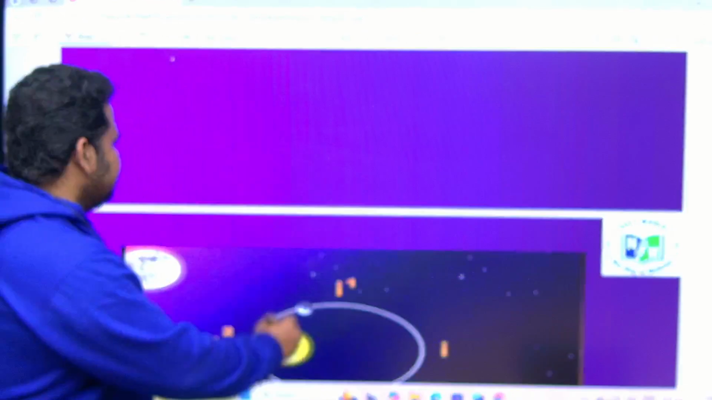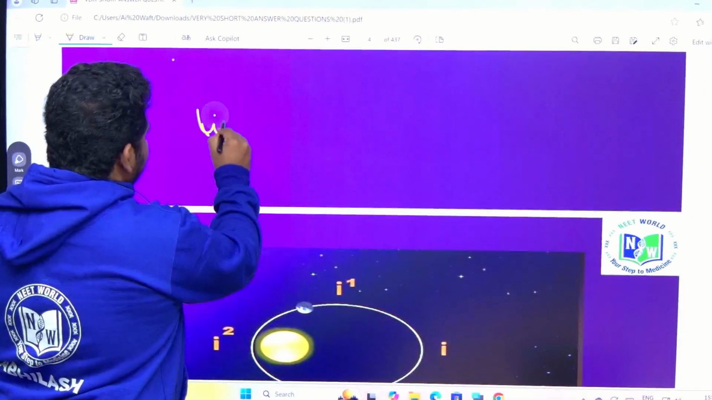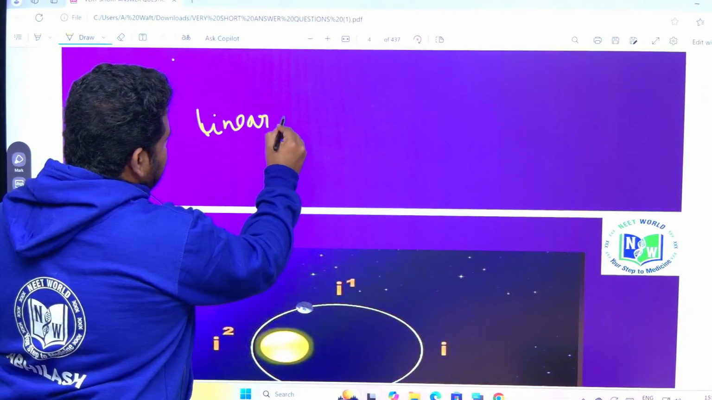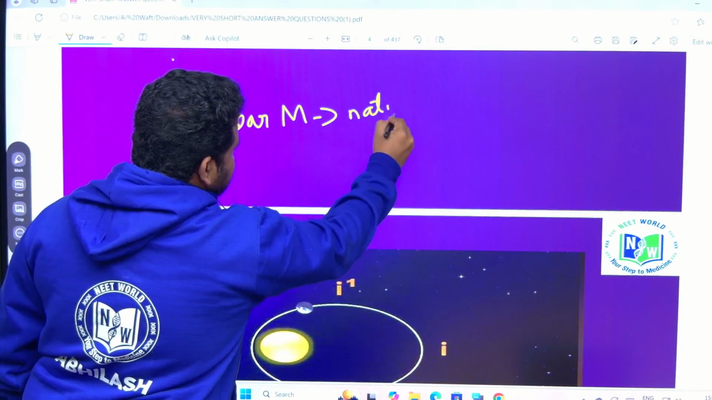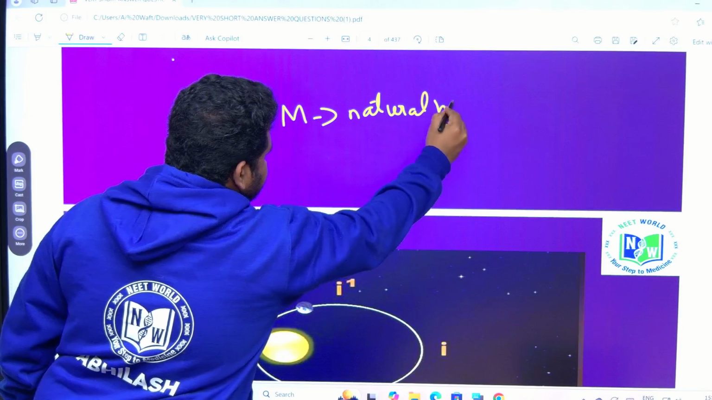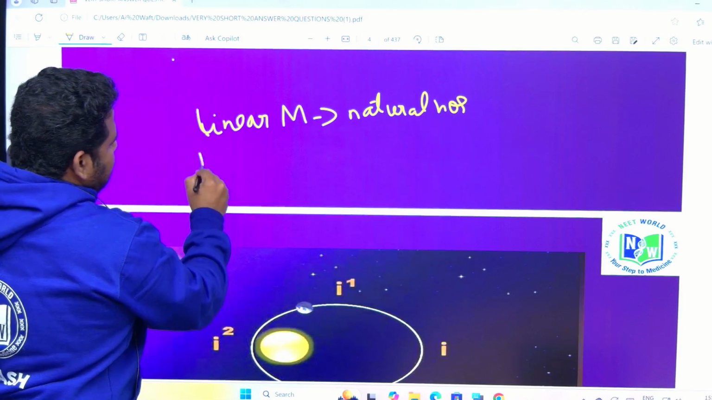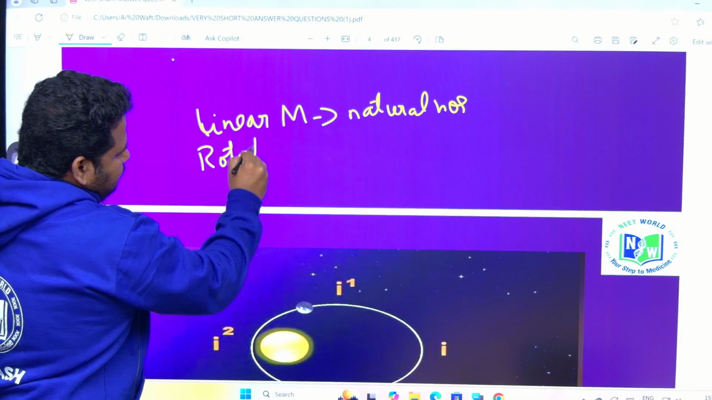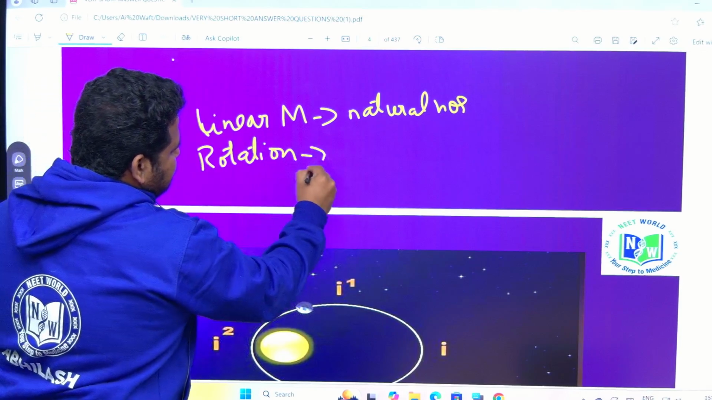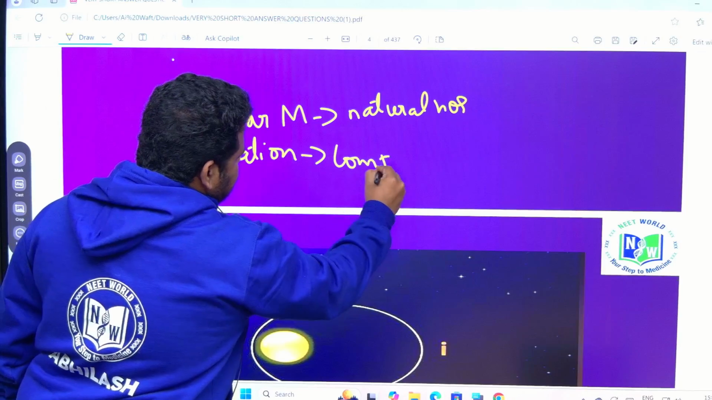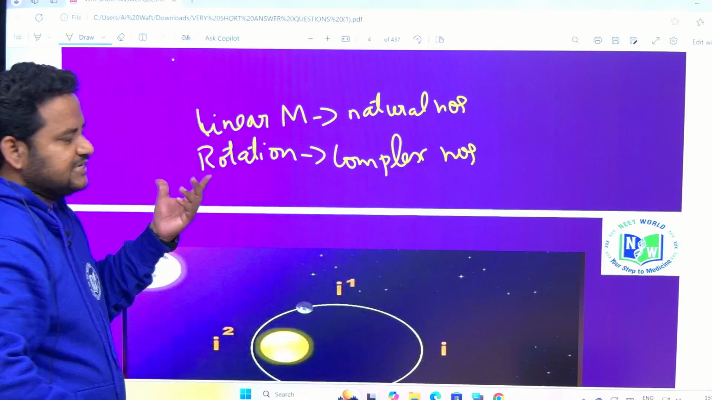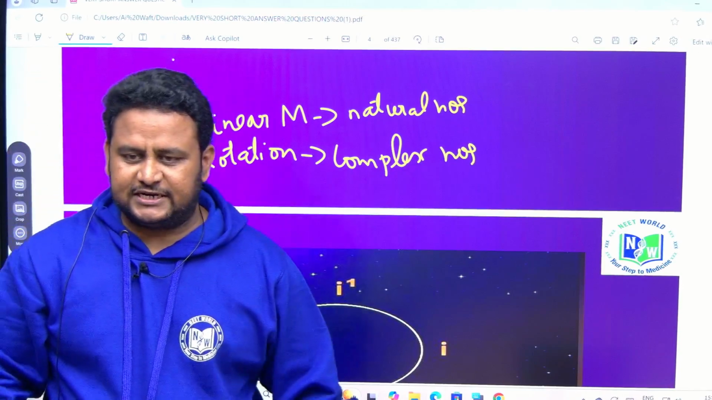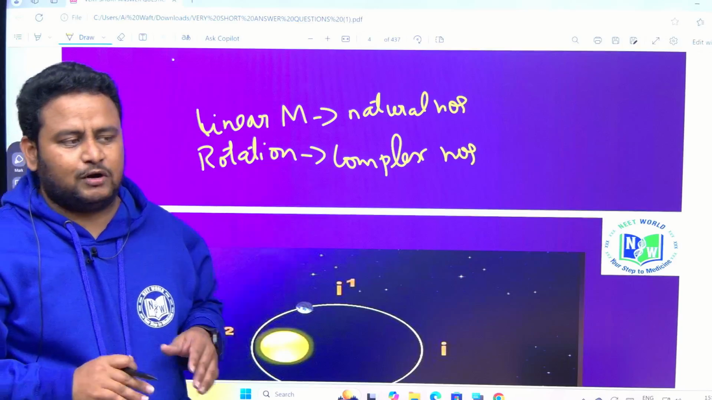So, for linear motion, or linear movement, we use real numbers, but for rotation we are using complex numbers. To denote this rotation, we want complex numbers, right. This is the significance of complex numbers. Got it? That is why we are studying complex numbers.